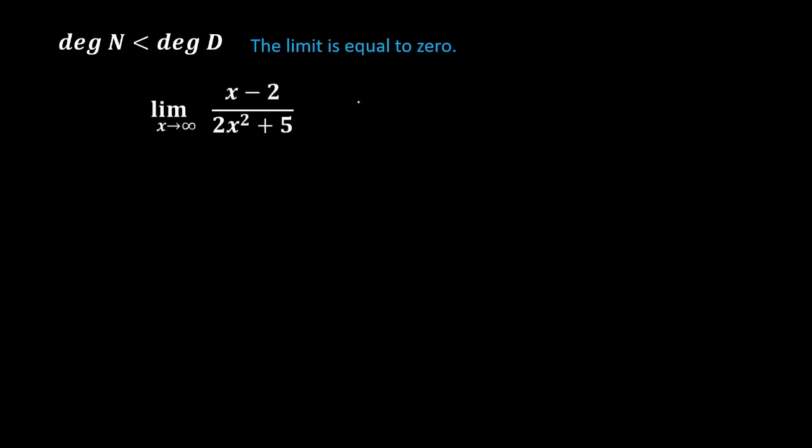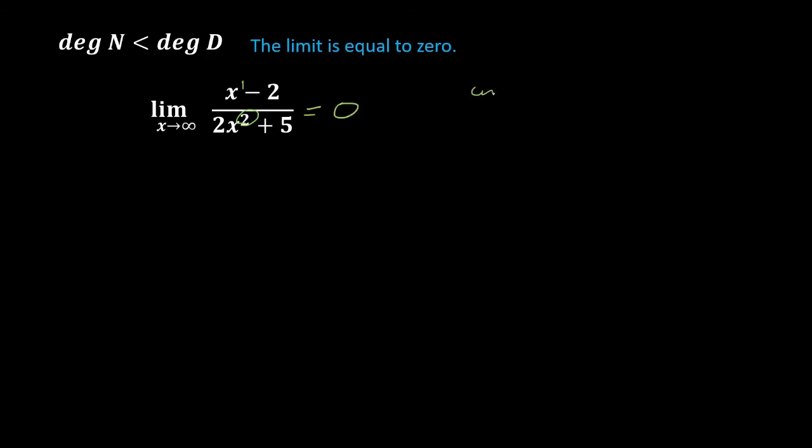Now let us consider other strategies in getting the limits at infinity of rational functions. If the given function has the degree of the numerator less than the denominator, then the limit is equal to 0. In our previous example, we have x minus 2 over 2x squared plus 5 as x approaches infinity. So here, the degree of the numerator is less than the degree of the denominator. Therefore, the limit is 0.